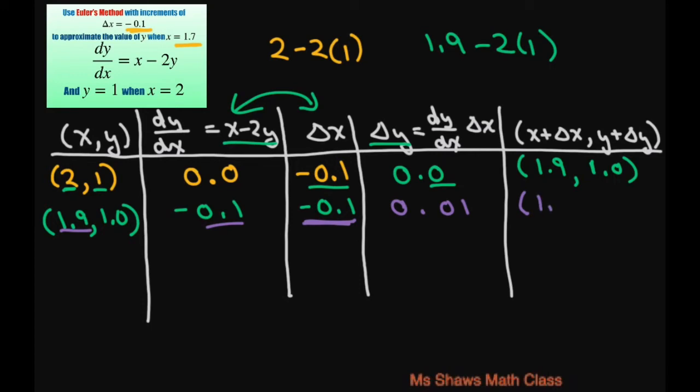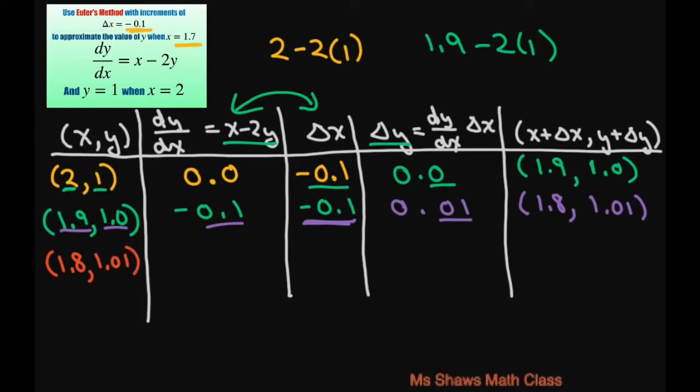We're almost at 1.7. We're going to have to do this one more time. Then 1.0 plus 0.01. So that's going to give you 1.01. Now we bring this down for our last time. 1.8, comma 1.01.